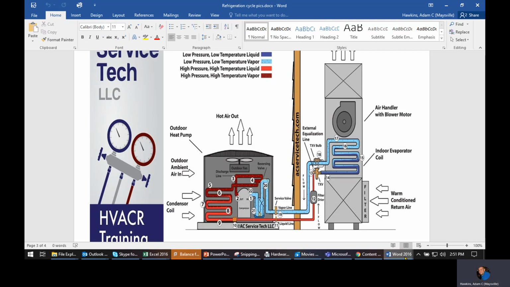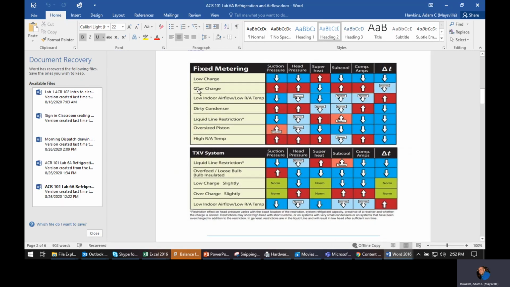All right, so why do I go through all that with the airflow? The symptoms of low airflow inside are going to be low suction pressure, low superheat, or no superheat. Now, let's compare this to charge. So go back to this same chart.